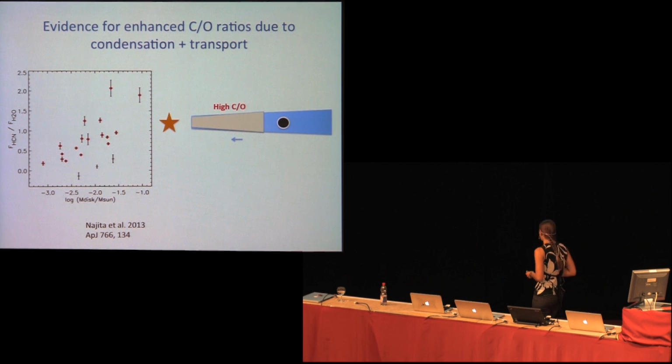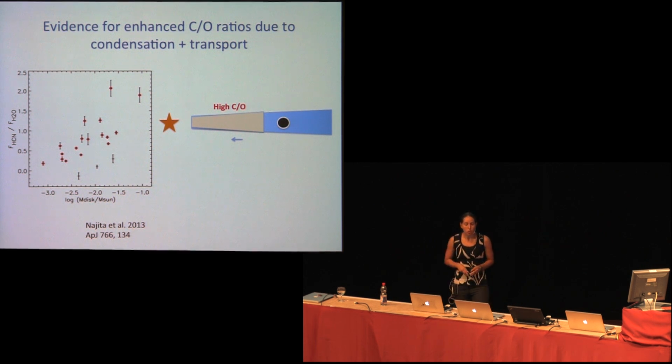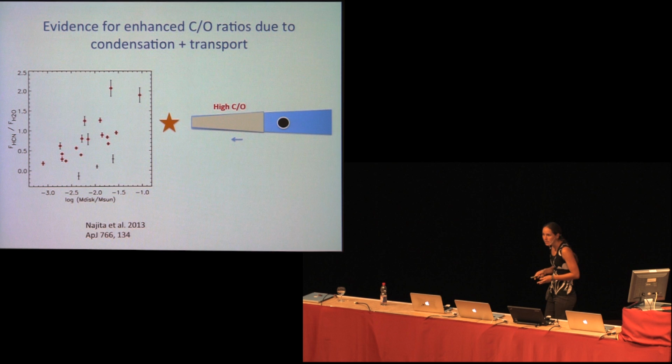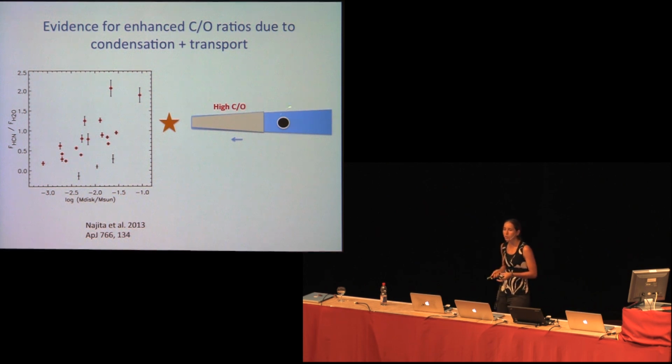And that, in fact, is one thing we've seen. So this shows HCN to water ratios in several disks, and that's a proxy for the C to O ratio. And what we find is that there's actually a correlation between that C to O ratio and the disk mass. So one possible interpretation of this is that if you're a more massive disk, you can actually form planetesimals more easily and lock up your oxygen grains.